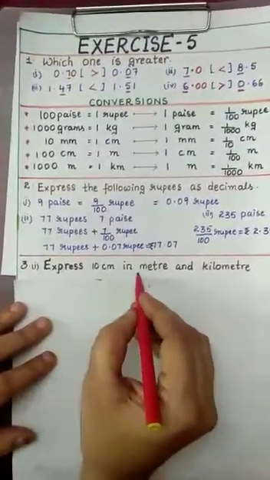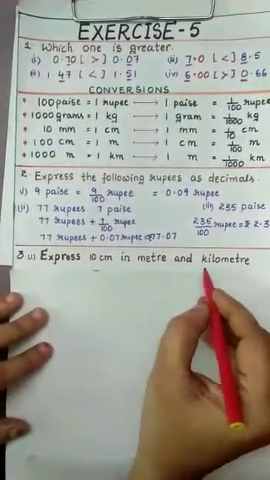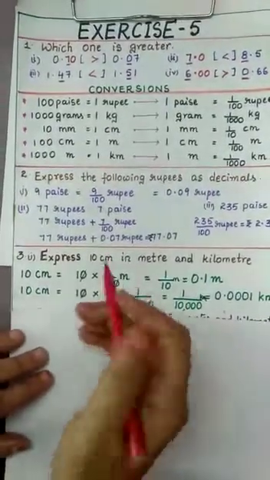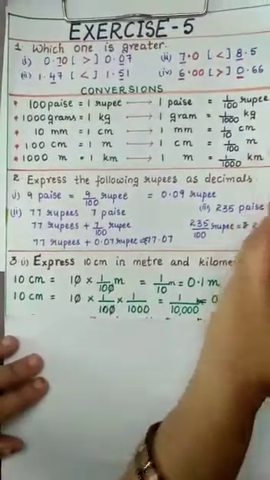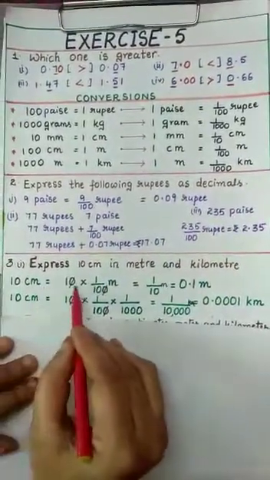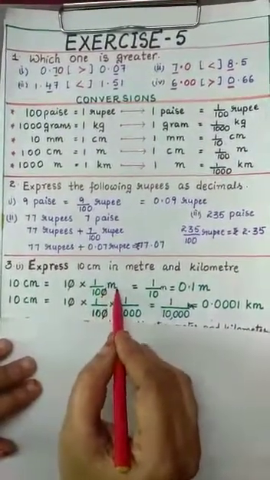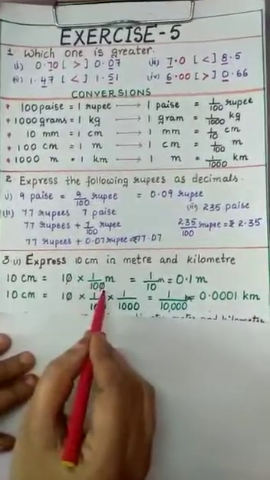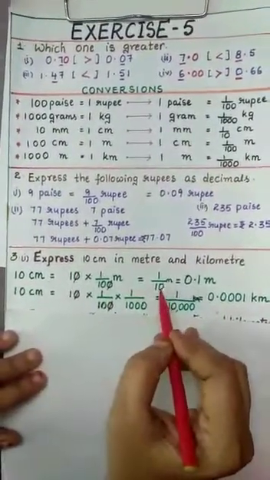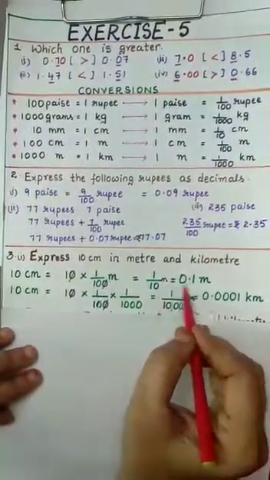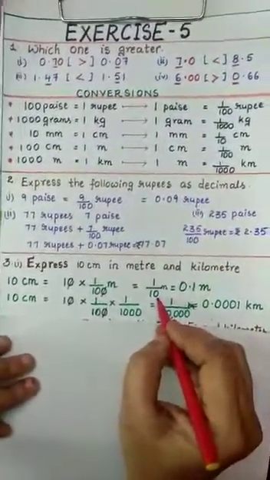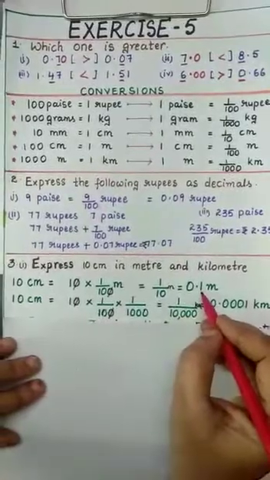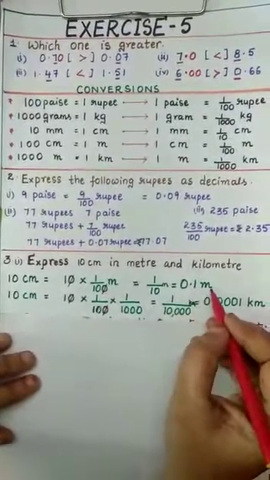Express 10 centimeters in meter and kilometer. Now here you see the conversion. 1 centimeter is 1/100th of a meter. So 10 centimeters means 10 into 1/100th of a meter. Cancel the common zeros here. We get here 1/10th of a meter. The decimal form is 0.1 meter. As we have 1 zero in the denominator, in the decimal we get 1 place after the decimal.